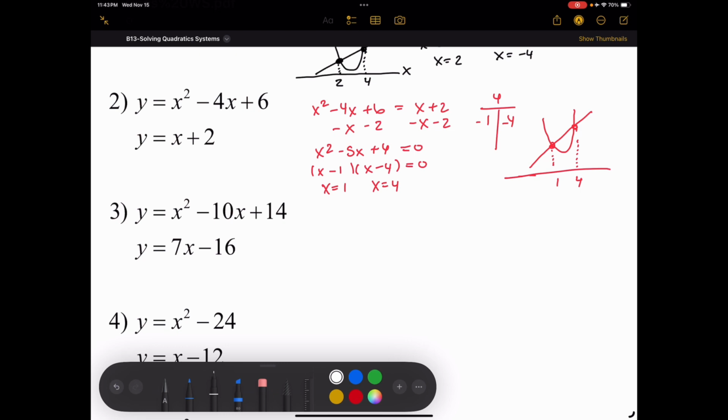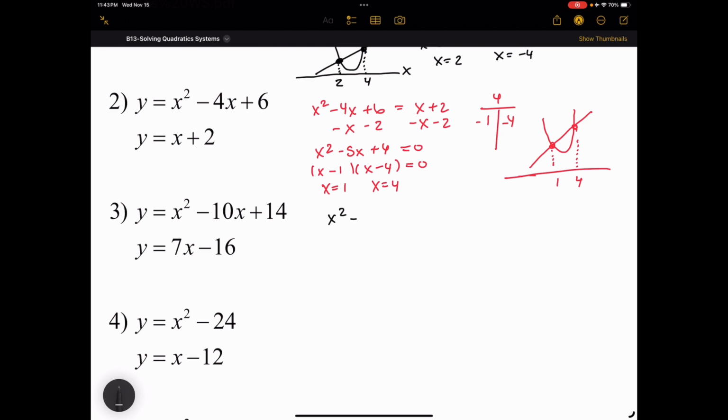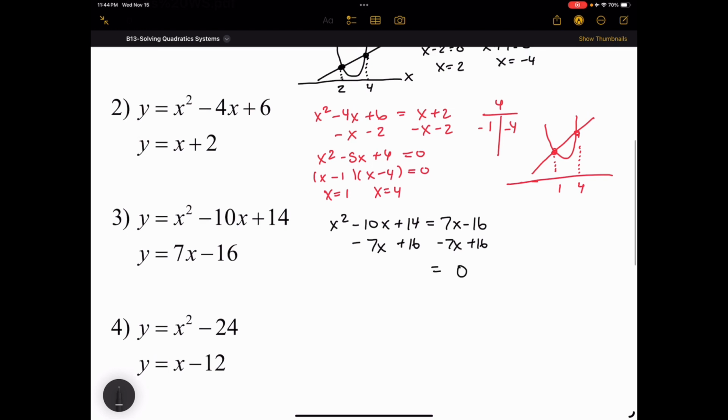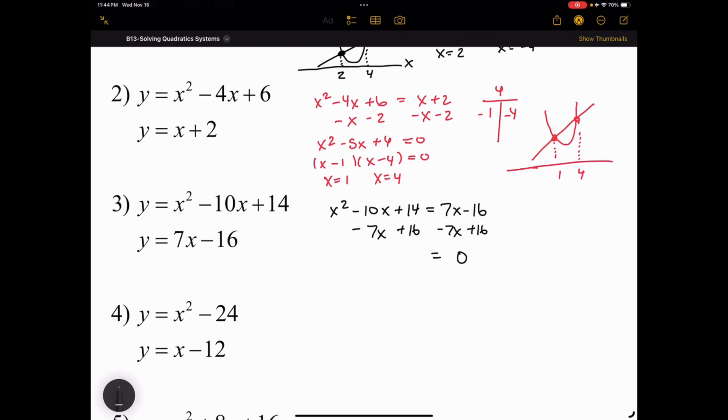All right, number 3. Both equal to y, so we're good. x squared minus 10x plus 14 equals 7x minus 16. I'm going to move everything to the left: minus 7x plus 16. On the right-hand side, we have 0. Left-hand side, we're going to have x squared minus 17x plus 30.